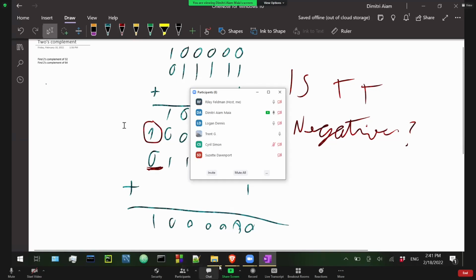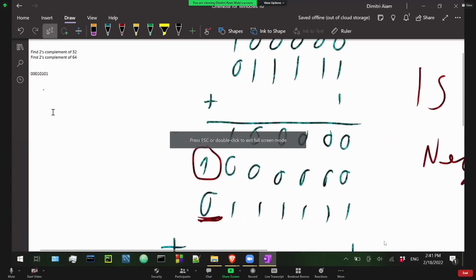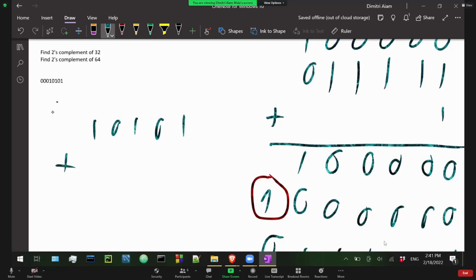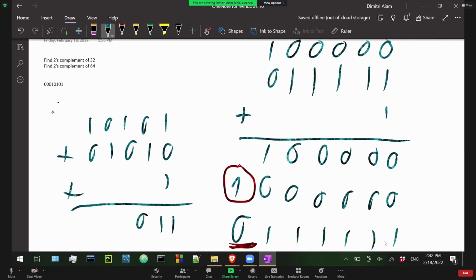So let me add another one over here. Let's find the two's complement of this number over here. This number is 10101. Two's complement. What do we do first? Flip all the bits and then add 1. So 0, 1, 0, 1, 0, and now we add 1. So this becomes 1, 1, 0, 1, 0. So this is the two's complement of this number over here.